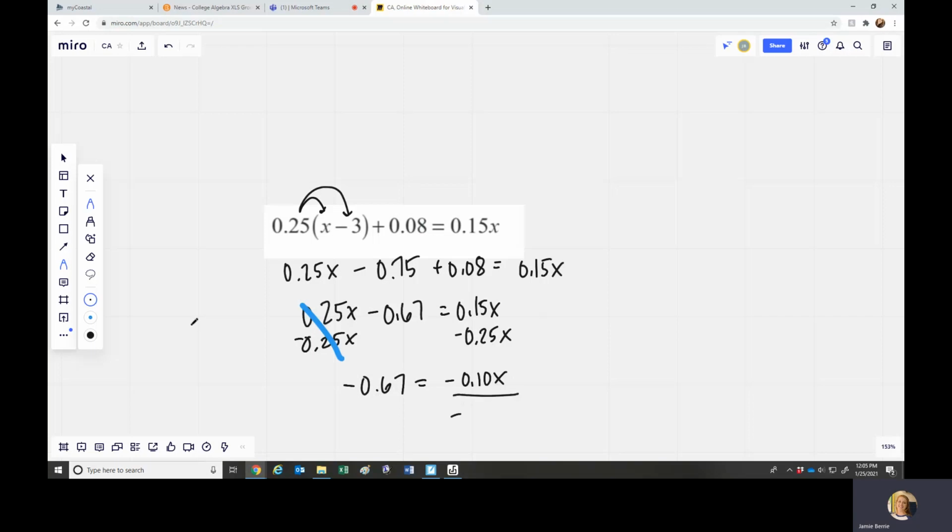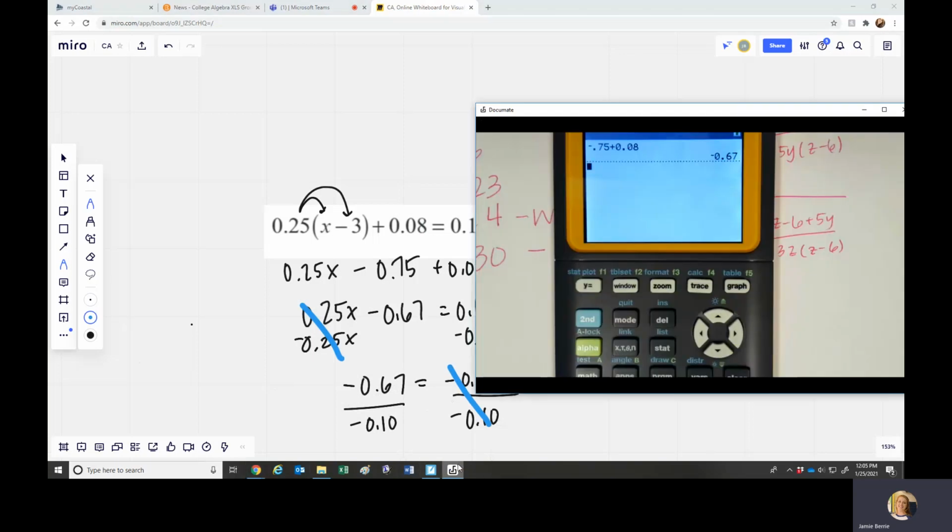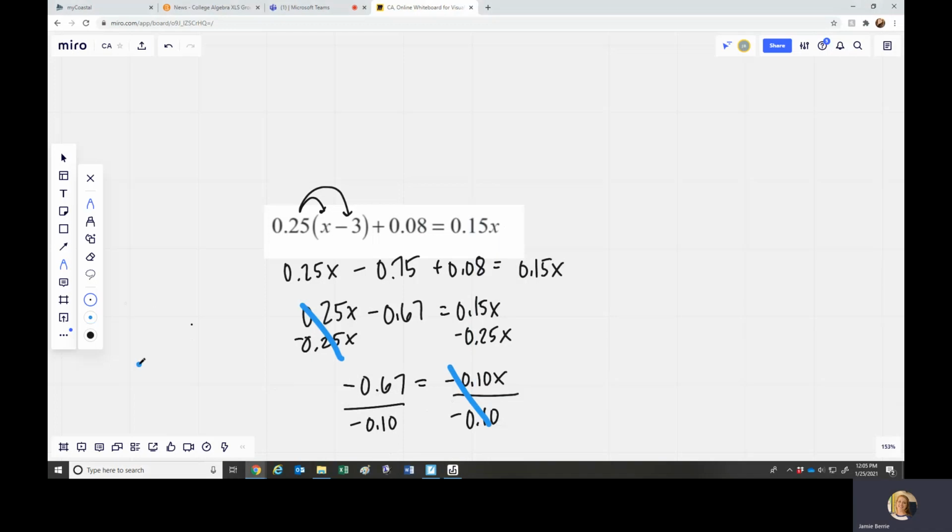All right, and then we're going to divide both sides by negative 0.10. It's going to cancel over here. All right, so let me pull my calculator back up. Negative 0.67 divided by negative 0.10 is 6.7. So this one just has one solution, and x is equal to 6.7.